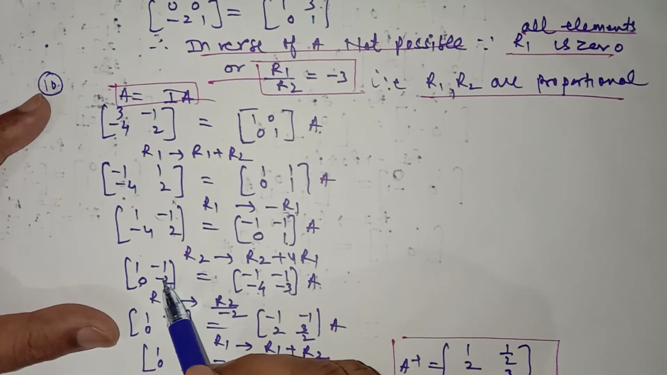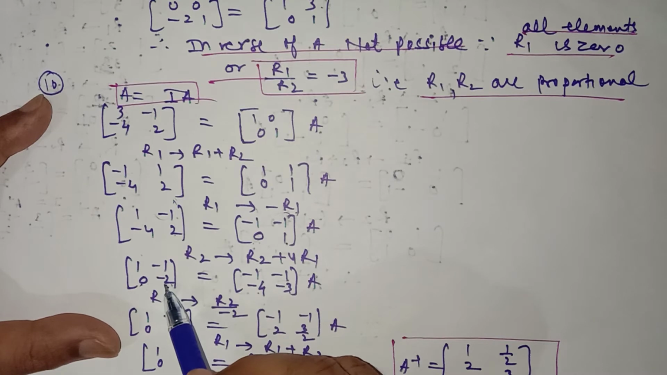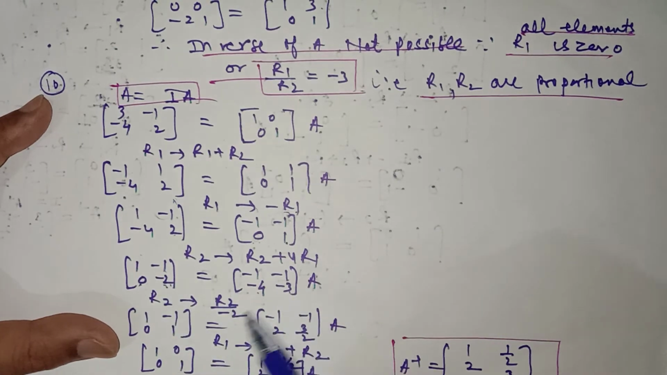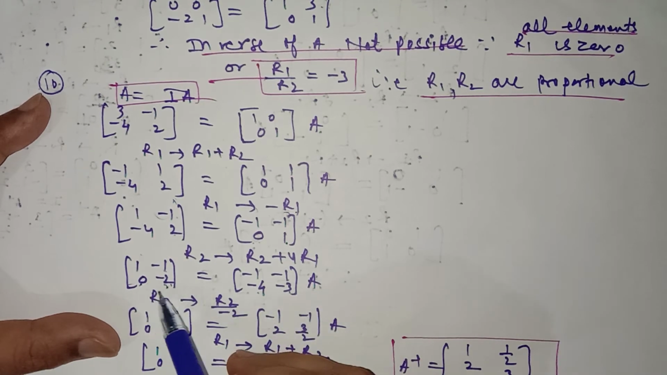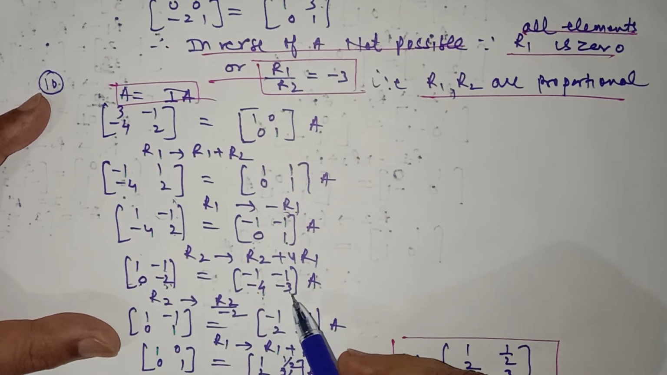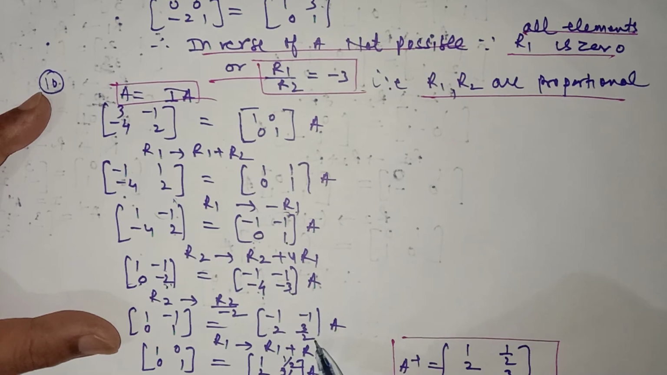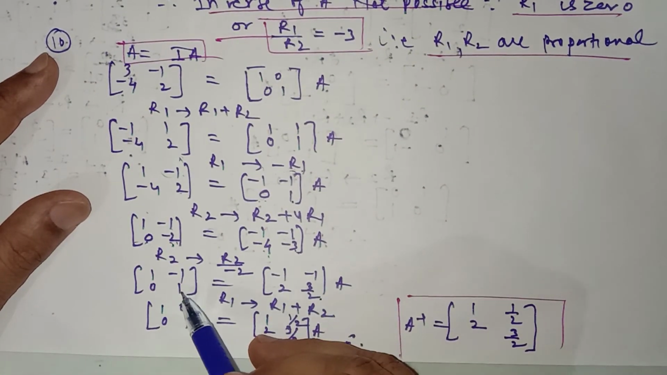Now what you have to do is bring a 1 here. The best way to bring the 1 here is to divide the second row by minus 2. So you'll get 1 here. You divide the second row by minus 2. So 0, 1, plus 2, 3 by 2. Second row. So you have got 1 here.